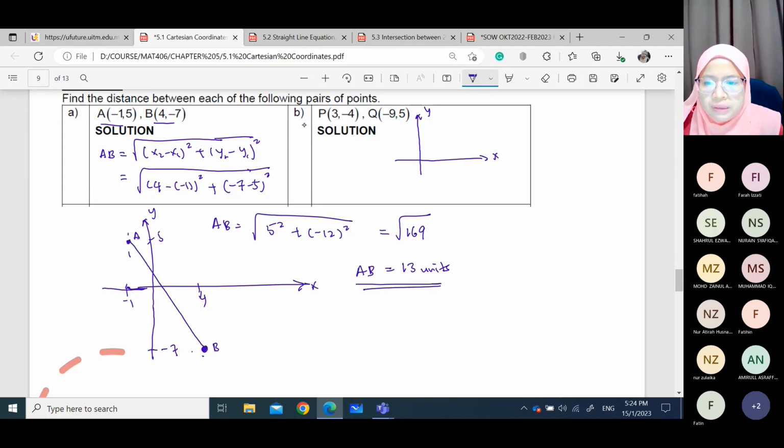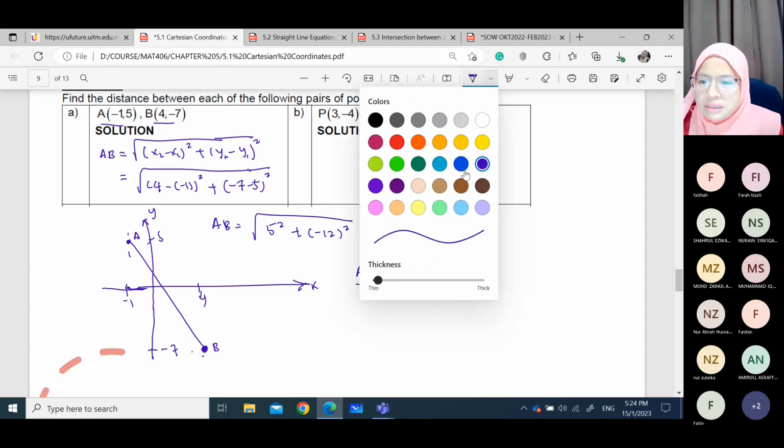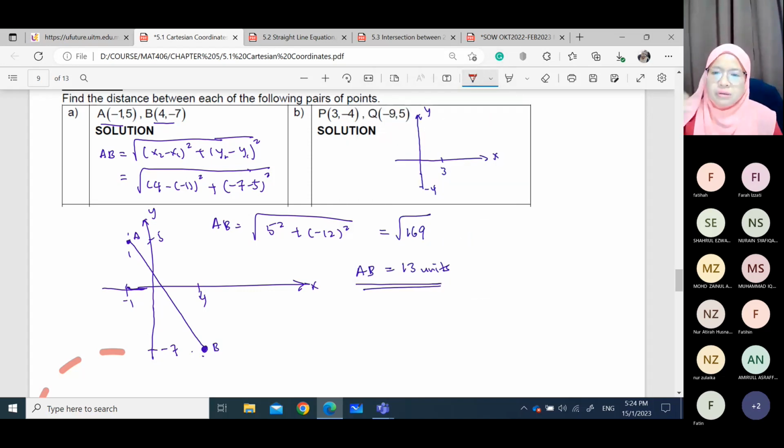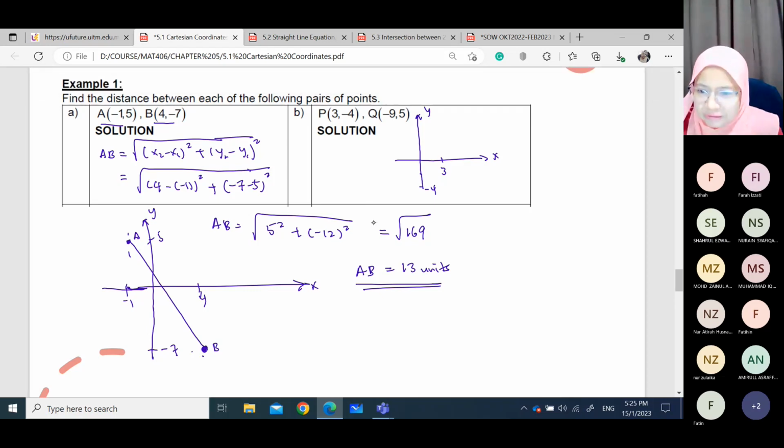Okay, so now kita tengok B. So B kita ada 2 titik P and Q. So coordinate for P is 3, -4. Katakan X is at 3, so kat sini. So -4 dekat sini. Ini anggaran lah, bukan exact. So kalau nak exact you kena guna kertas graf, make sure dia punya segi tu sama besar. Itu bila you nak sketch lah. So yang ni saya random je. So this is the point for P which is 3, -4.